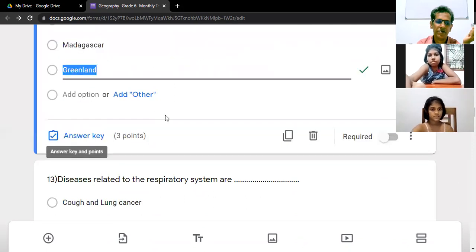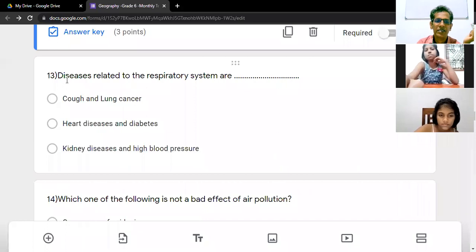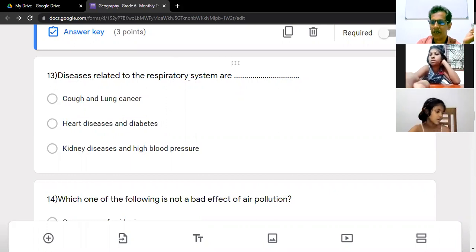Greenland. What is the largest island in the Indian Ocean? Madagascar. Diseases related to the respiratory system are cough and lung cancer. Correct.